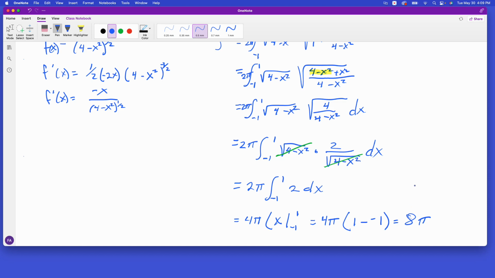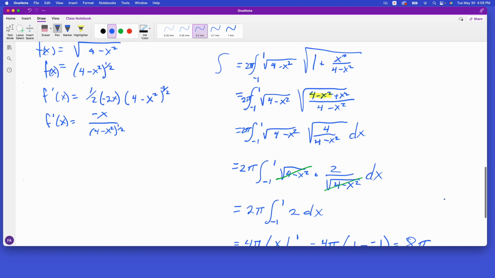So the surface area of the square root of 4 minus x squared from negative 1 to 1 is a total of 8 pi. And of course, this actually works out kind of nicely. You'll find that in a lot of instances, some of these problems end up doing that because of the sheer nature of the function in one place and the function squared in the other place, or the derivative function squared in the other place, kind of has this effect of having these cancellations occur somewhat often.